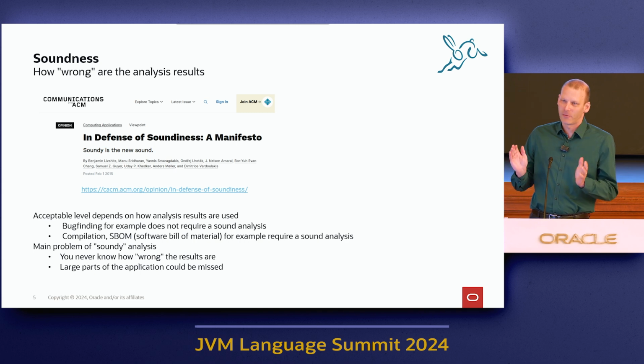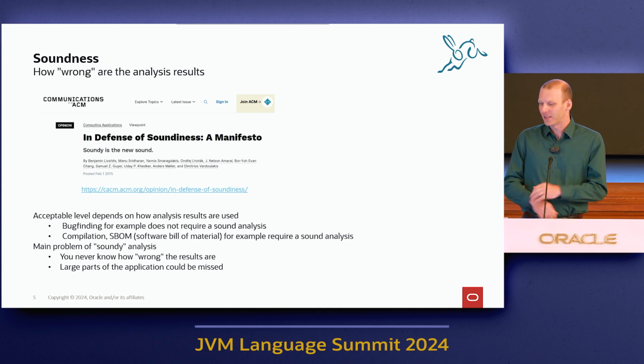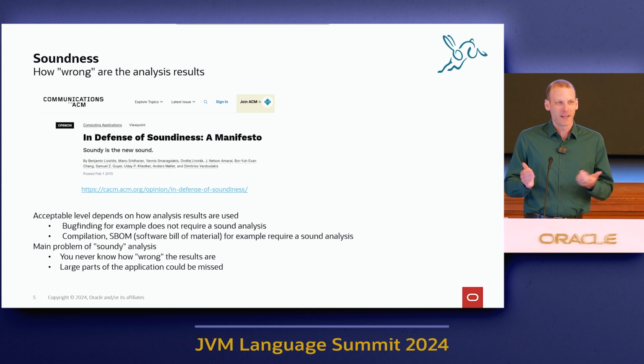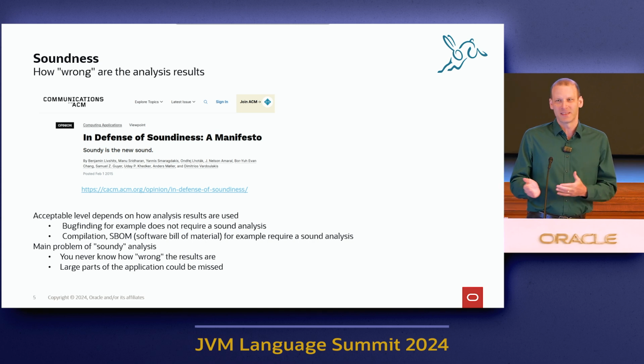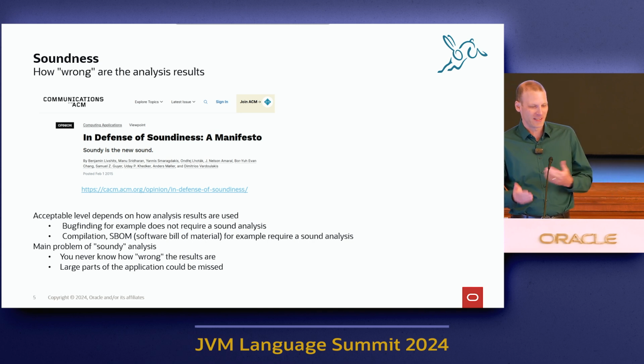And for a couple of use cases, of course, that's really the case. If you want to do bug finding, for example, as long as you find enough bugs, it doesn't matter if you find all. So soundy is good. But the main problem of a soundy analysis is that you never know how wrong the results are. Because it's obvious: if you knew where your analysis is unsound and which things you are missing, then you would just include these things and your analysis would be sound. Which means if you have such a soundy analysis, how sound are you?